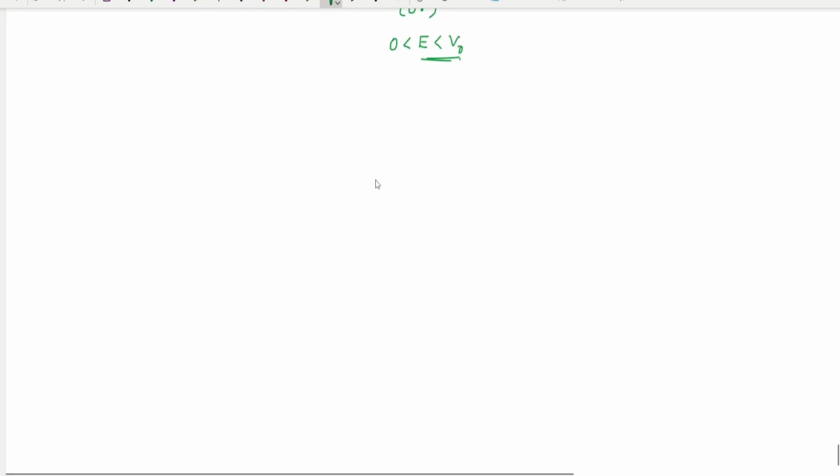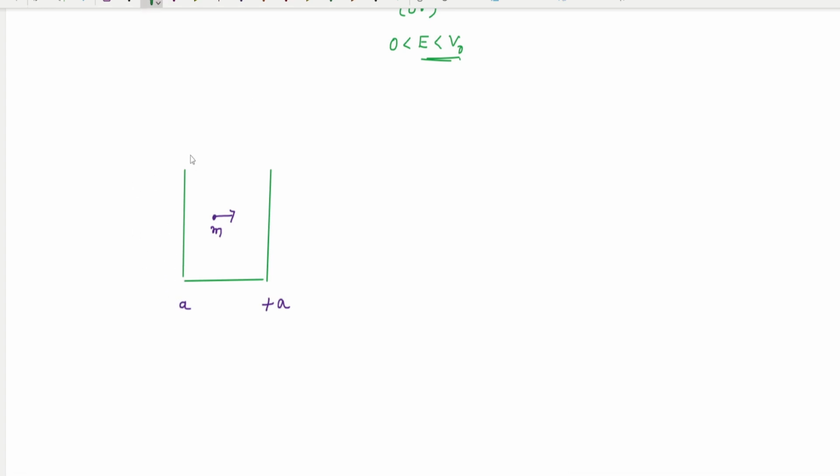We already know this diagram, right? In this diagram, for E less than V naught, two cases are there. Why am I writing x equal to minus a and x equal to plus a? Two interesting solutions are there, and we can get very interesting results here. This is region 1, this is region 2, this is region 3.